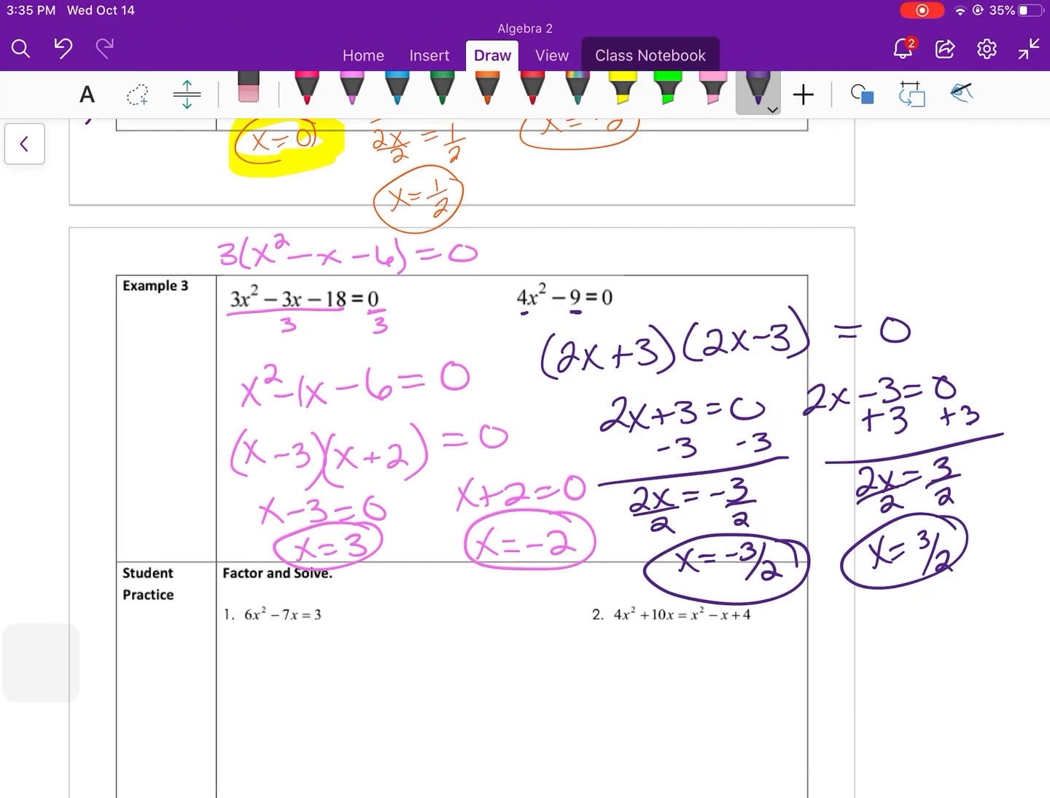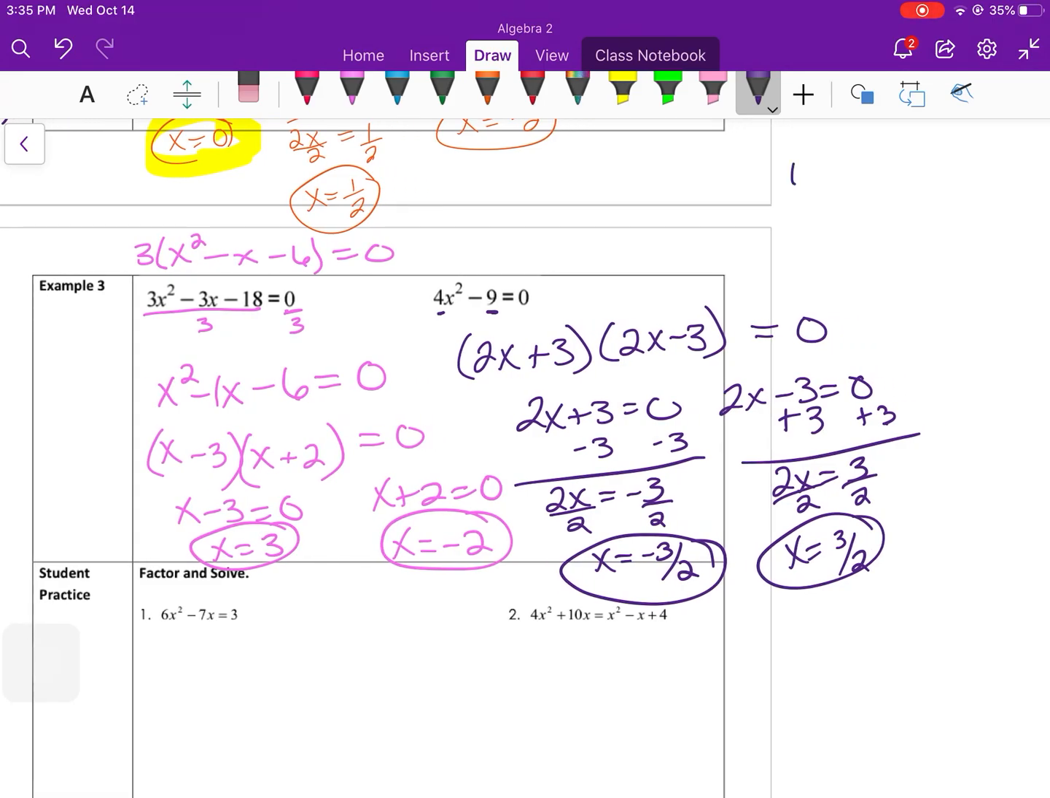This one can also be solved with square roots since there's no x term. So 4x squared minus 9, add 9 to both sides, equals 9. Dividing by 4, x squared equals 9/4. Square root both sides, x equals plus or minus 3/2. So, okay, there you go. Give it a try.